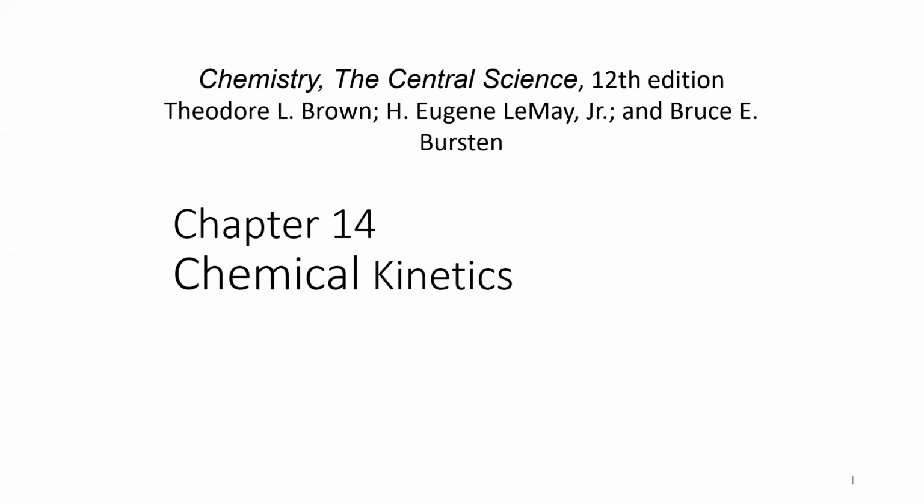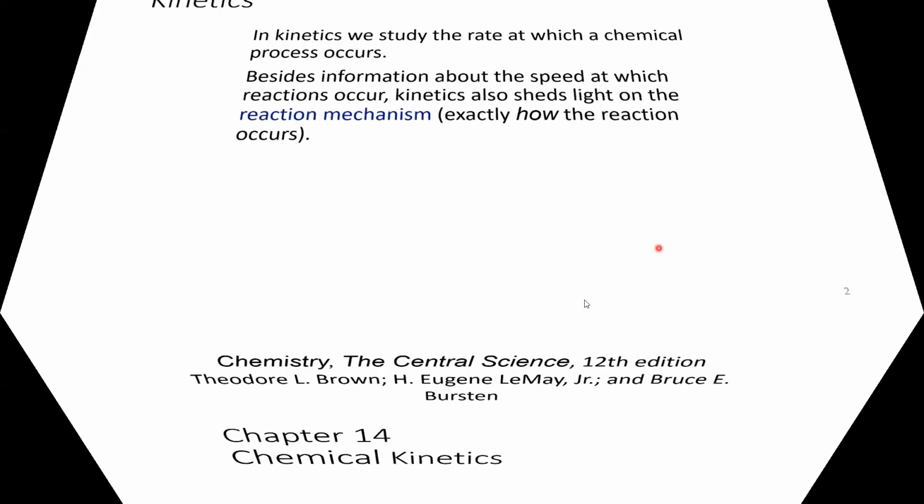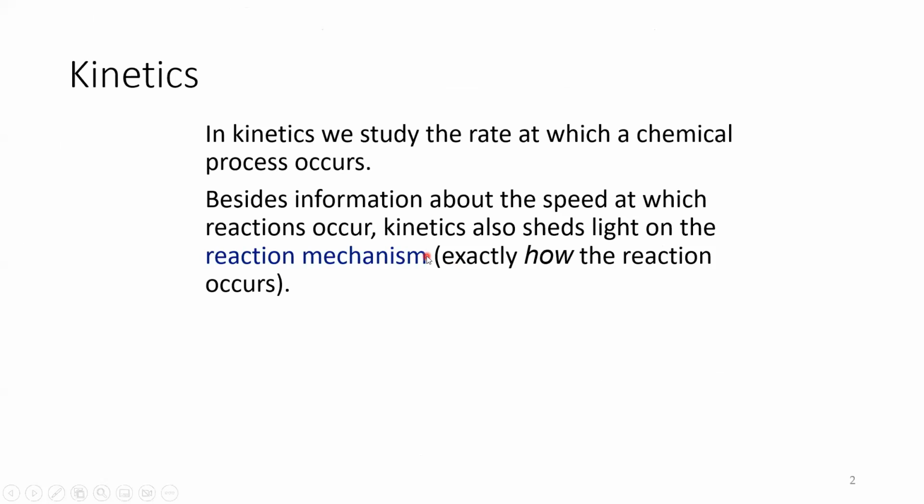All right, so with chapter 14, we're going to start to look at what are known as chemical kinetics. And kinetics, when we're looking at it in terms of chemistry, is essentially going to be focused on the rate at which a reaction occurs. So how fast does that reaction proceed? But along with that, we're going to see factors that affect the rate, of course. But we're also going to look at what are known as reaction mechanisms. And that'll allow us to see how a reaction takes place.